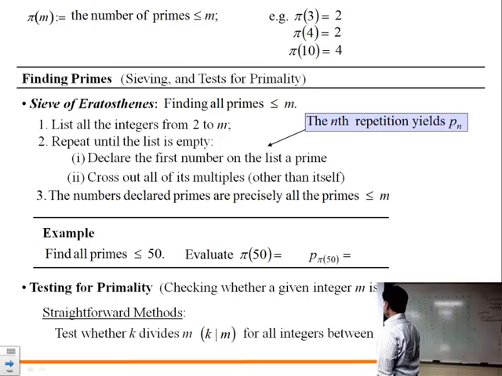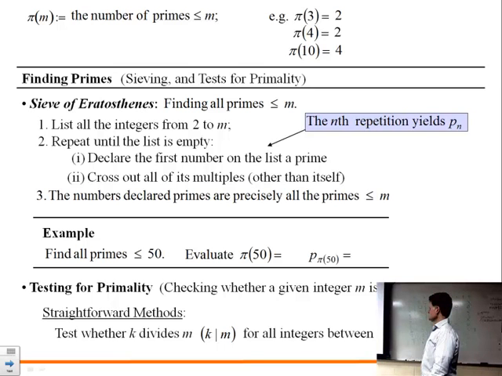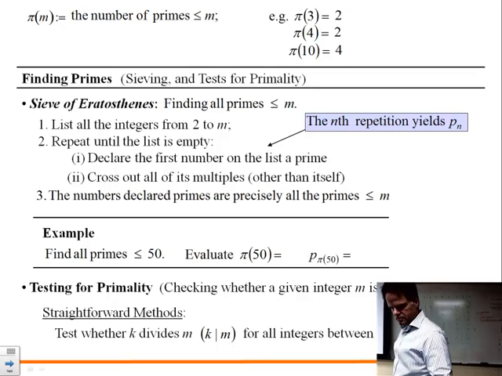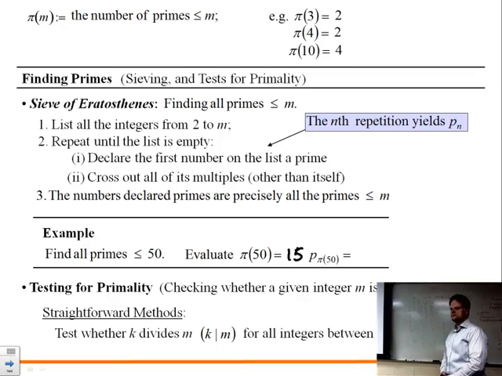What is p of pi of 50? What's p? The animation isn't even given to me yet. What's p of pi of 50? So this is 15. How do we do that? So pi of 50 is 15. So p of 15, what's the 15th prime? 47. It's 47. Okay? So notice that 47 is the largest prime that does not exceed 50.